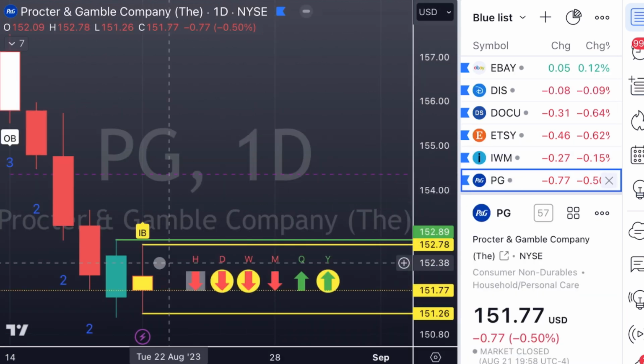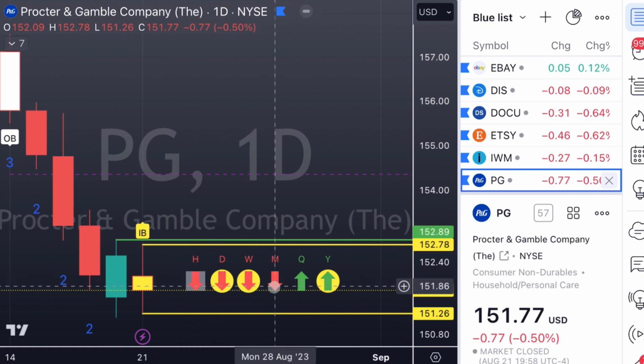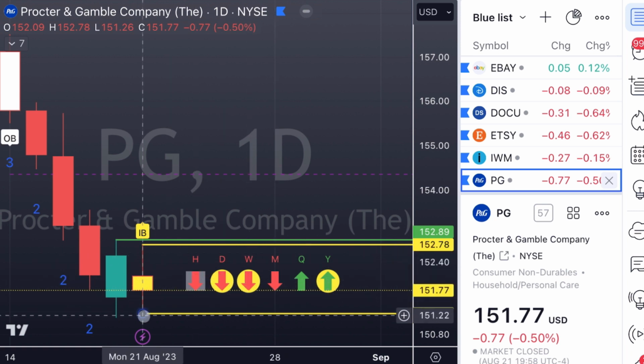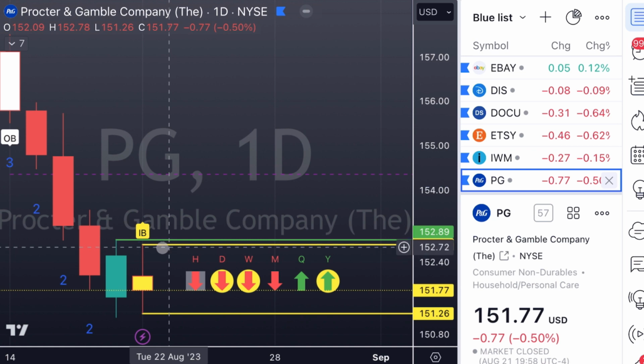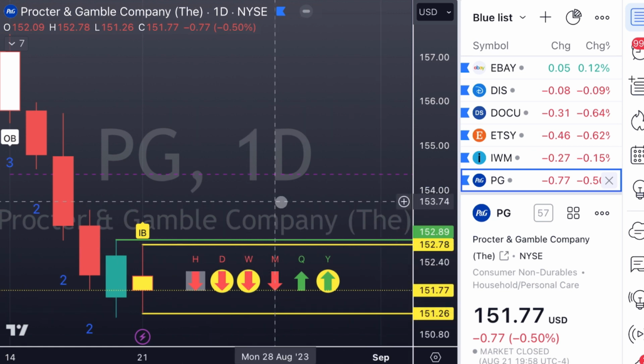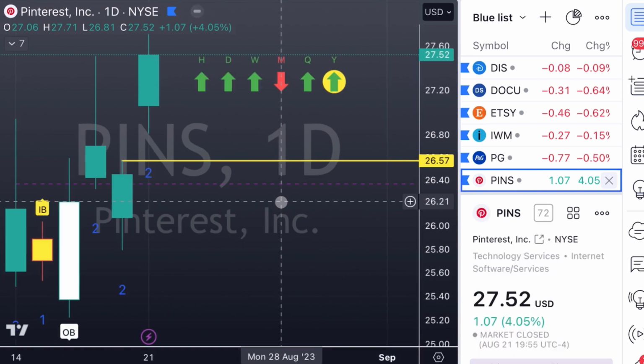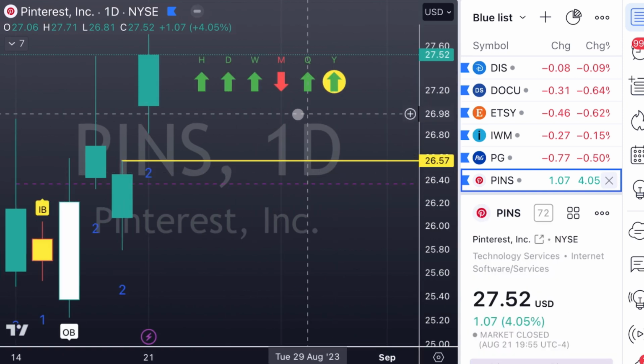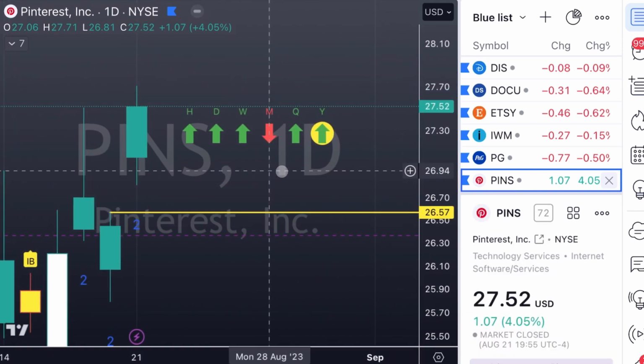So we look at Procter & Gamble here again. Majority of the time frame is to the downside. We've got an inside bar, so we're looking for that spring action up or down. Calls at 152.78, puts at 151.26. Pinterest, I'm going to take off of here because there is no setup.